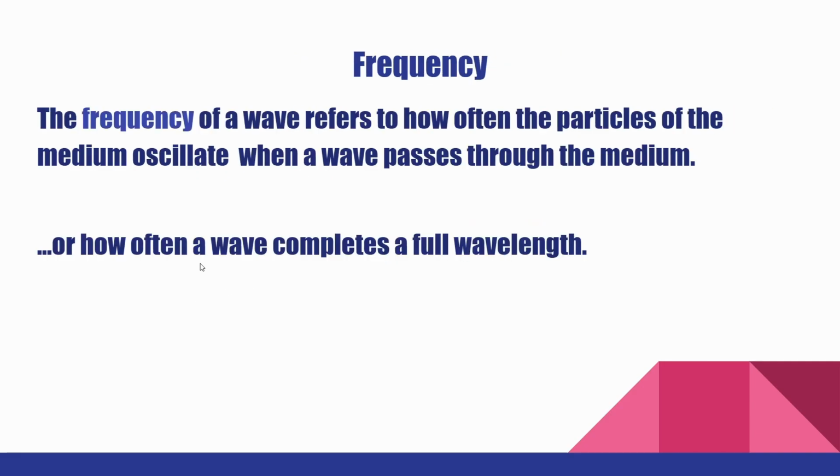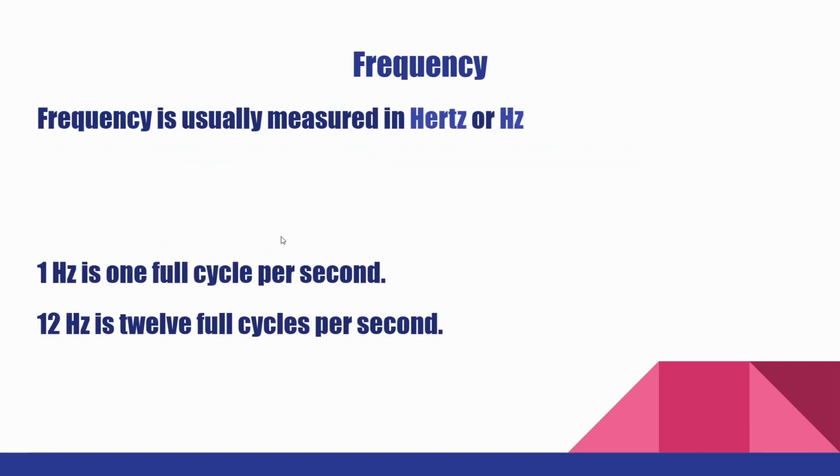Okay, last couple things. The frequency of a wave, or the frequency of anything, refers to how often that thing happens. Frequency is measured in hertz. A hertz is how many times something happens every second. So 1 hertz would just mean it happens 1 time a second. 12 hertz means it happens 12 times per second.